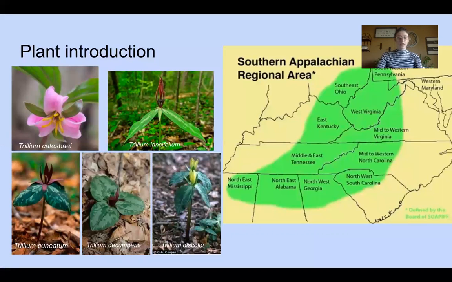The plant introduction: this is a picture of the 5 species that were focused on in this study, and the region focused on was the Southern Appalachian region. They used 5 sites in northwest Georgia and 2 near the border of Georgia, North Carolina, and South Carolina. All of these areas had low-lying mesic deciduous forests with moderate to thick canopy cover.